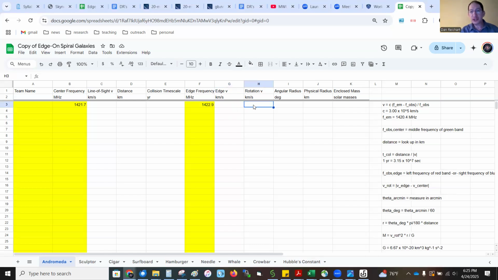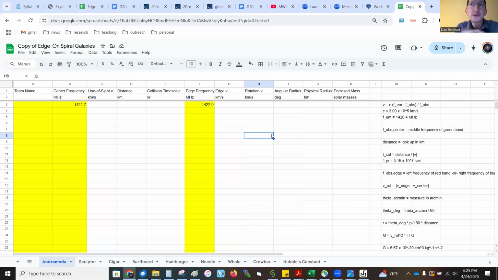You calculate the rotation speed, same as before. You get the frequency in here. You calculate the line of sight speed, and then you get the rotation speed by taking the absolute value of the difference between the edge velocity and the line of sight velocity. So this is equal to the absolute value of the edge velocity minus the line of sight velocity. And I'll let you complete that and find it on your own, but that's how fast it's rotating.